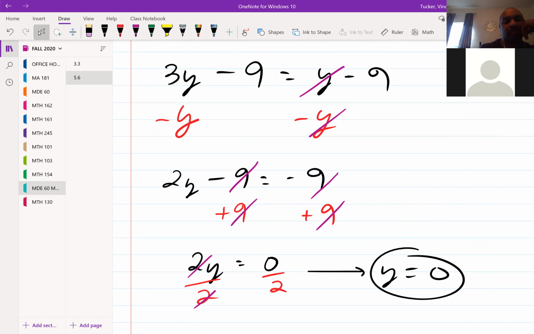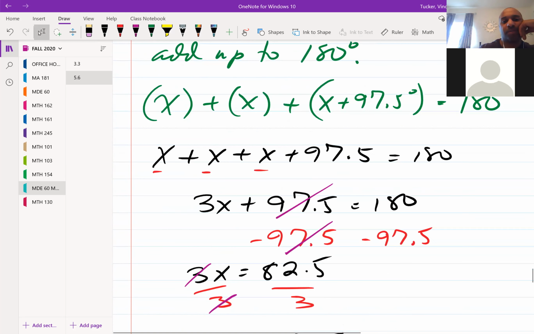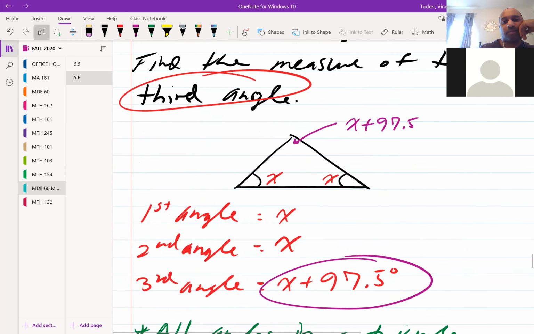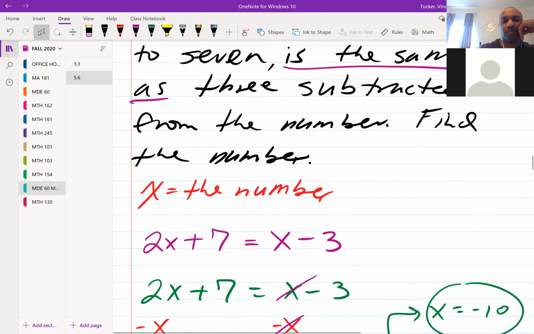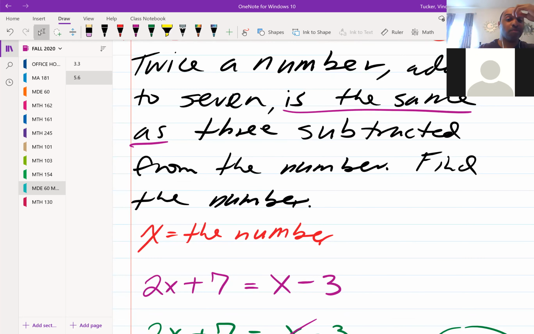Can you explain the word problem again? 'Cause I kind of got lost on the word problem. All right, which one? Can you go to the first word problem that we did? This one? Yes. All right. So twice the number was 2x. And then added the 7 was plus 7. Then it says it's the same as, that's going to be your equal sign. And then 3 subtracted from the number. So the number we had was x. So if we're going to subtract 3 from it, then it'll be x minus 3.